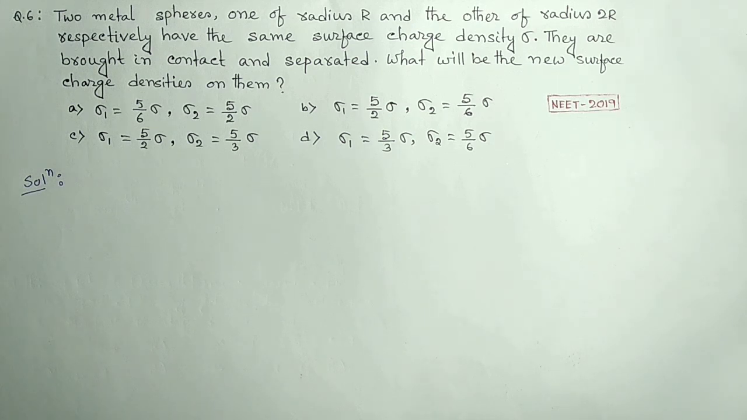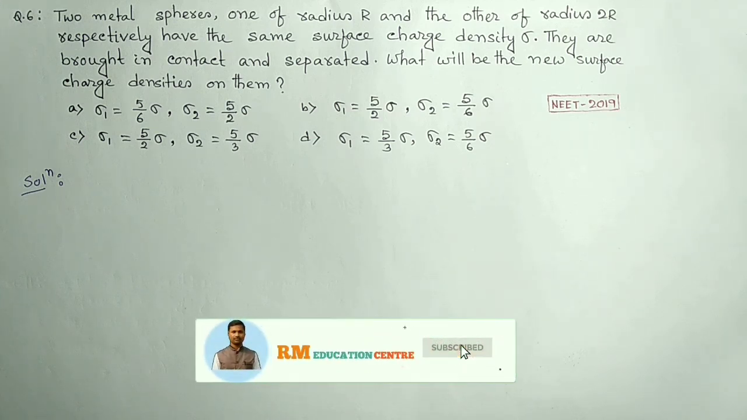This is the second part of the NEET previous year solution on the chapter electrostatic potential and capacitance. In the previous video, we discussed 5 questions. In this video, we will start from question number 6.